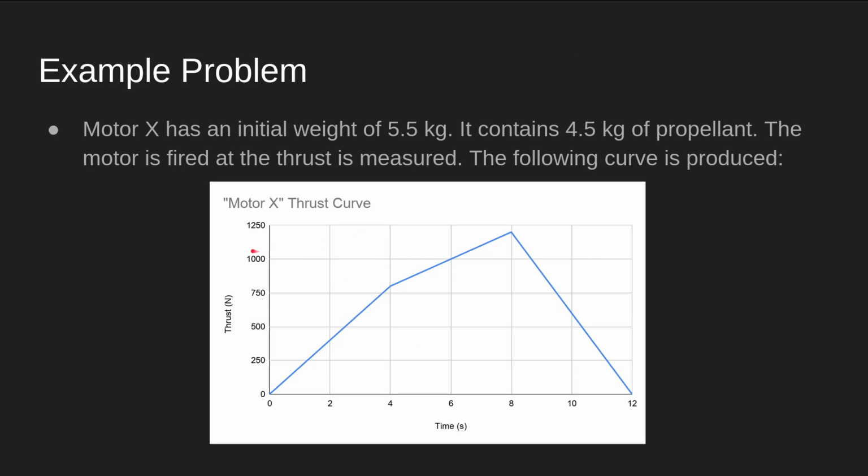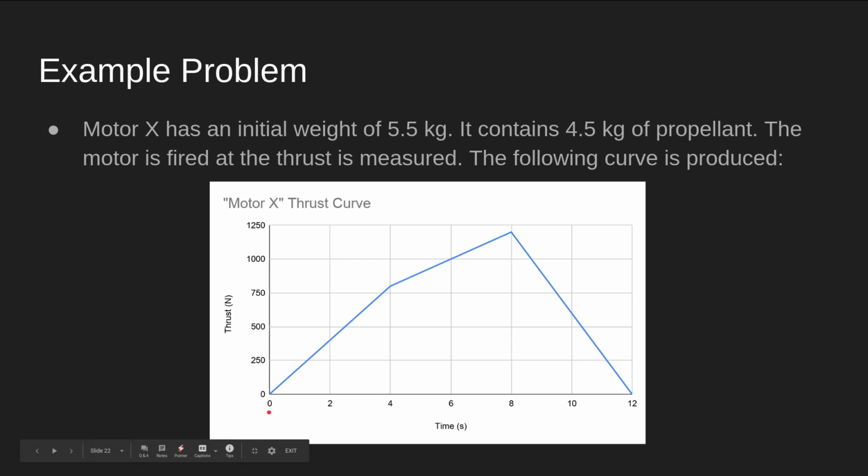So then finally, we'll get into an example problem. So we have some motor X, which has an initial weight of 5.5 kilograms, and it contains 4.5 kilograms of propellant. And then the motor is fired, and then the thrust is measured. And then the following curve is produced by the sensor.